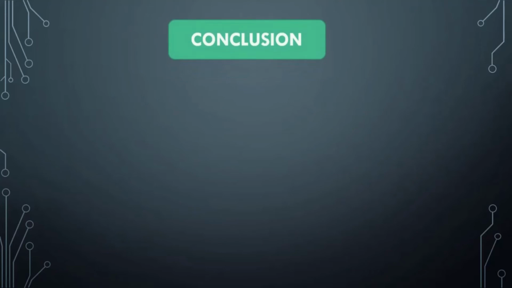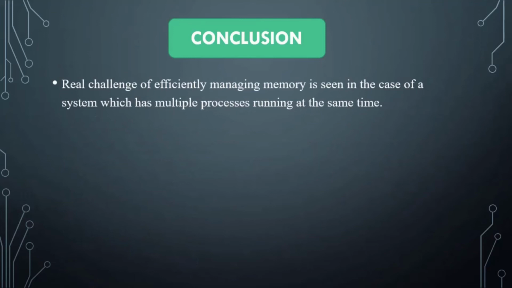I'm going to present the conclusion of the first fit and the best fit real life situation. The real challenge of efficiently managing memory is seen in the case of a system which has multiple processes running at the same time. Since primary memory can be space multiplexed, the memory manager can allocate a portion of primary memory to each process for its own use. However, the memory manager must keep track of which processes are running in which memory location, and it must also determine how to allocate and deallocate available memory when new processes are created and when processes complete execution.